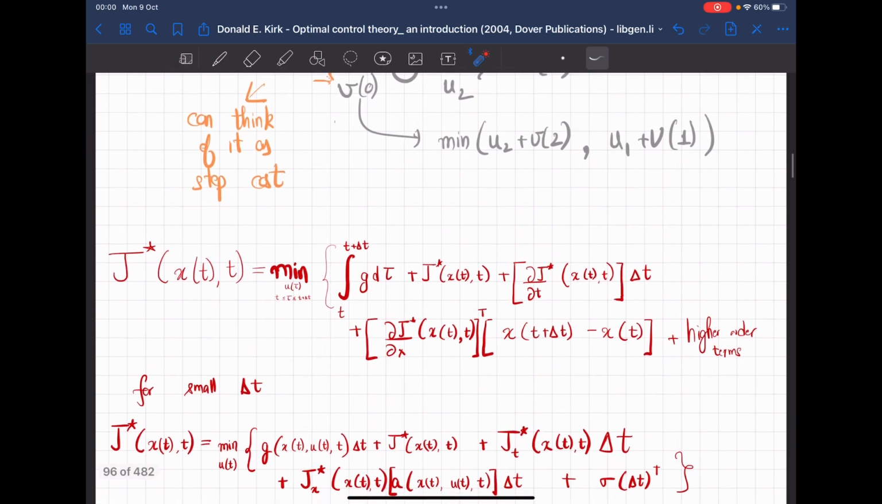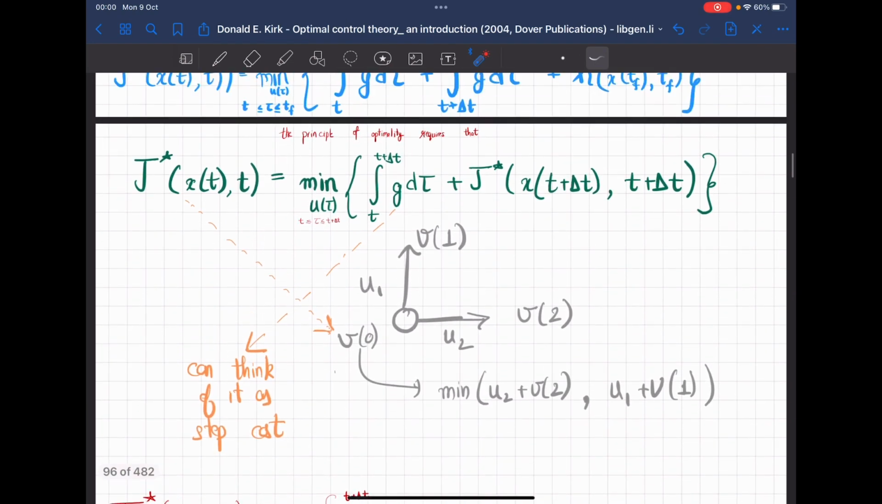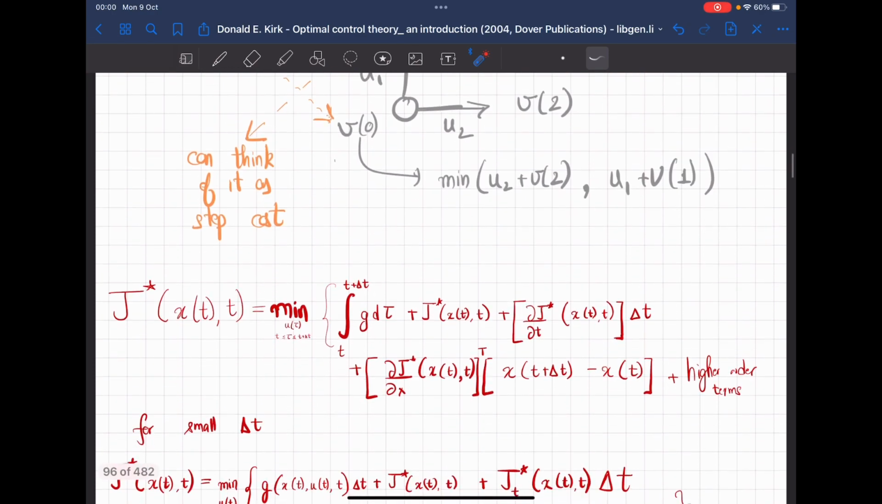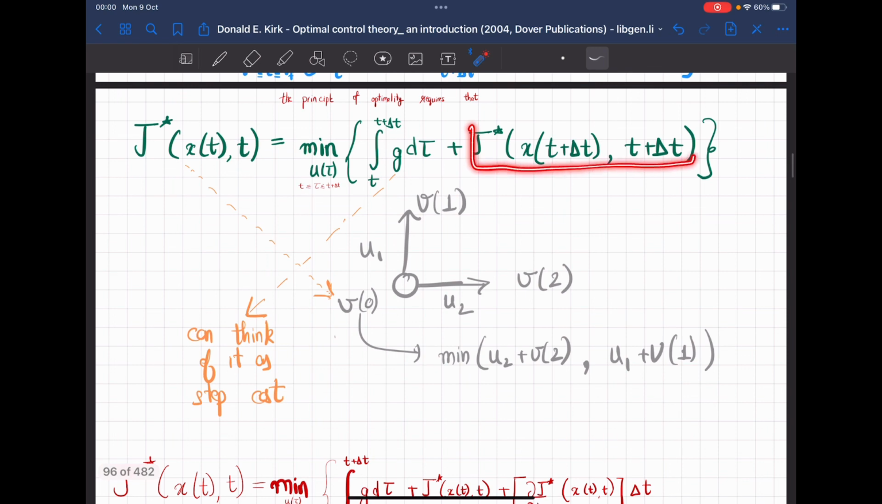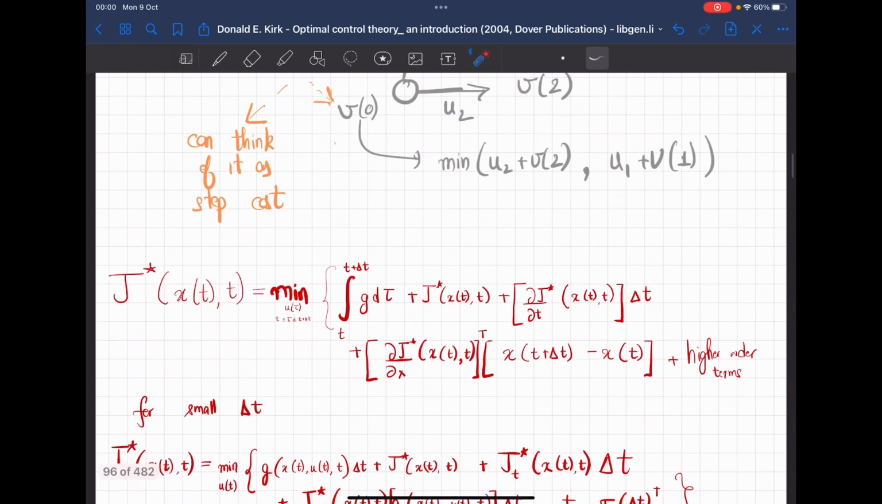Now, what we can do next is we can see this expression and expand it with Taylor expansion. So what I can do is I can write this expression here in the Taylor expansion form. So it will give me a J star term, of course. Then it will give me a derivative with respect to time, a derivative with respect to x, and that's pretty much it.